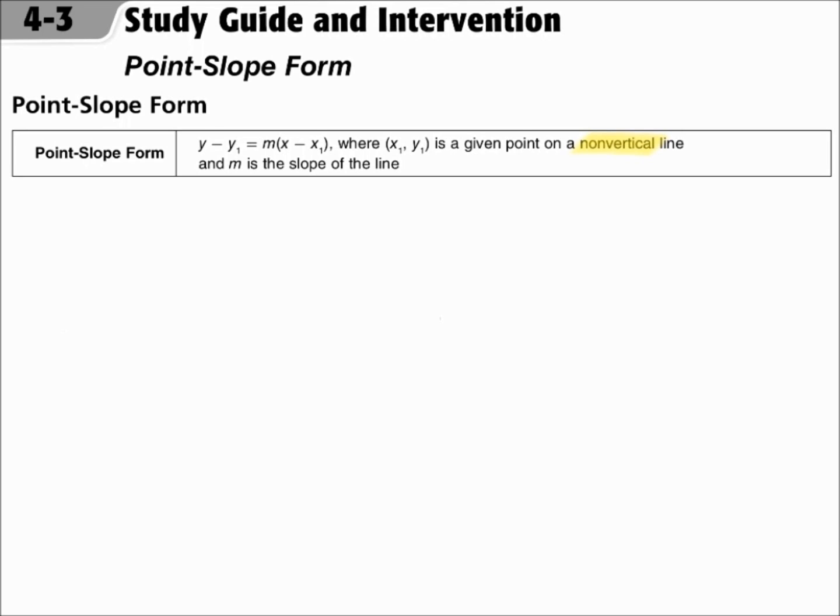Point slope form is y minus y1 equals m(x minus x1), where (x1, y1) is a point on the line and m is the slope. Notice, it has to be a non-vertical line. You cannot write vertical lines in point slope form. So if you have a vertical line, there's no way to write it in this form. So keep that in mind.